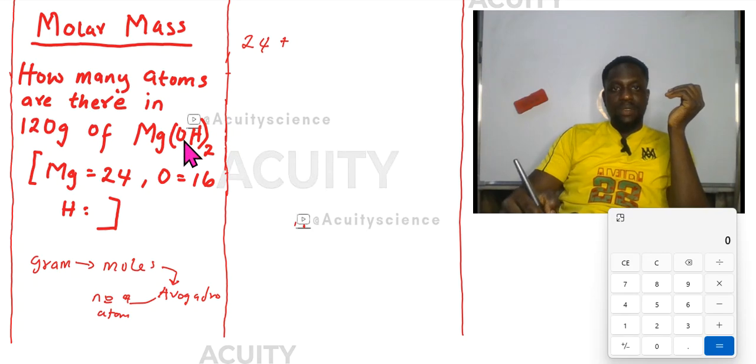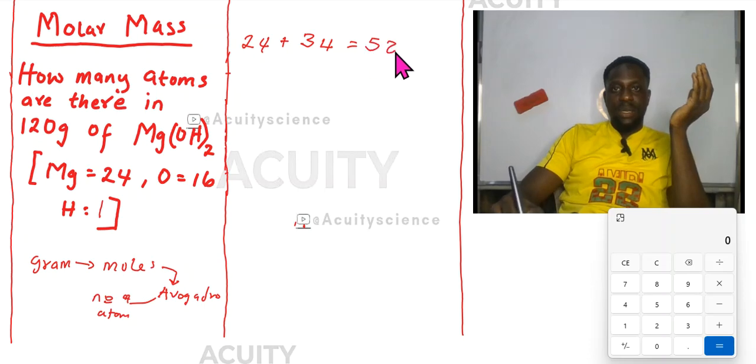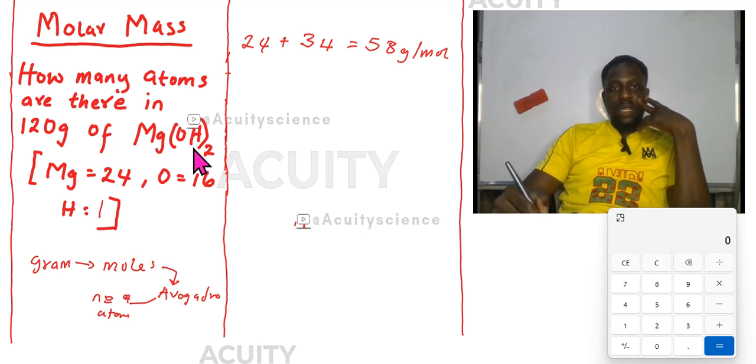plus what we'll have next here is oxygen and hydrogen. Oxygen 16, hydrogen 1. Okay, so 16 plus 1, that's 17 times 2. So I'll say 17 times 2, 34. So 34. This sums to 58 gram per mole.